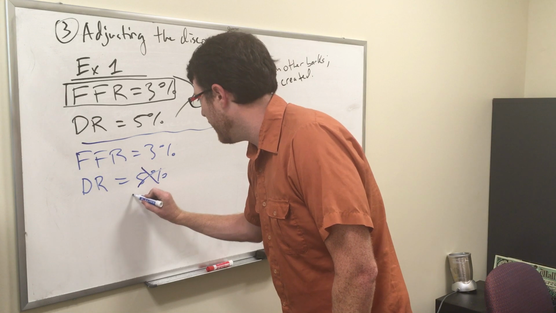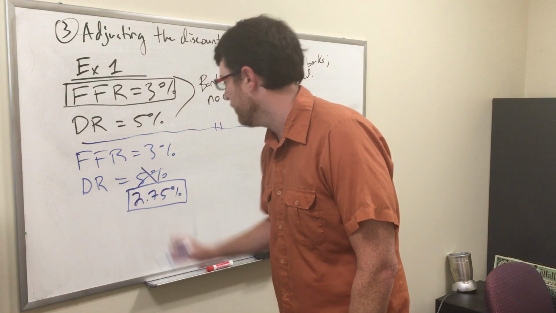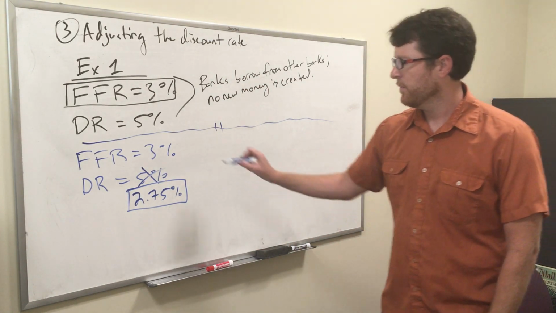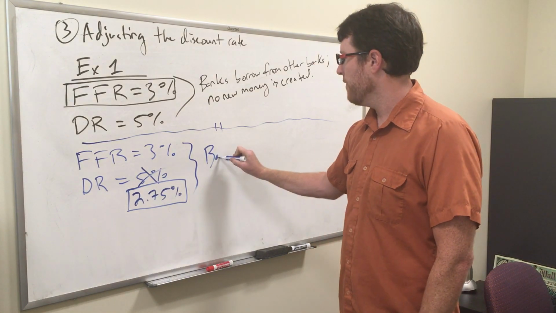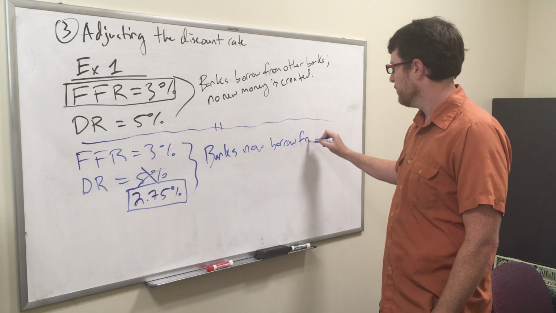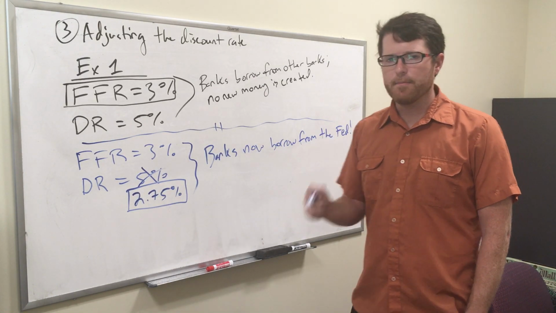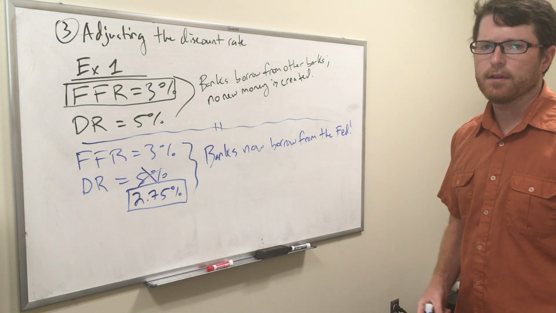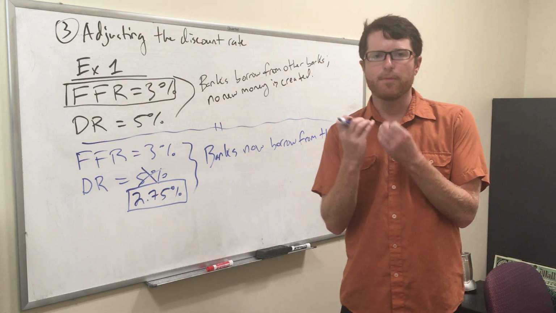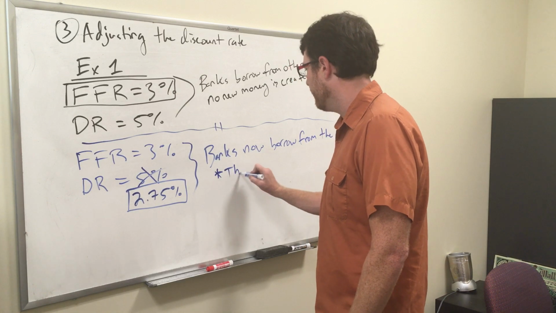So maybe the Fed changes its interest rate to 2.75%. Now, what is that going to do? Well, now banks borrow from the Fed. And where does the Fed get the money to give the banks? Out of thin air. It creates it. This is going to be brand new money. Okay? So this is going to increase the money supply right away.